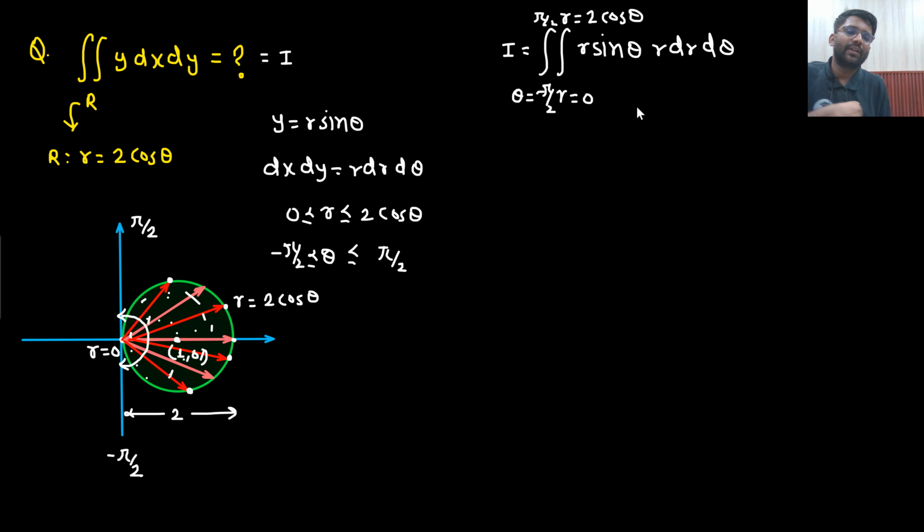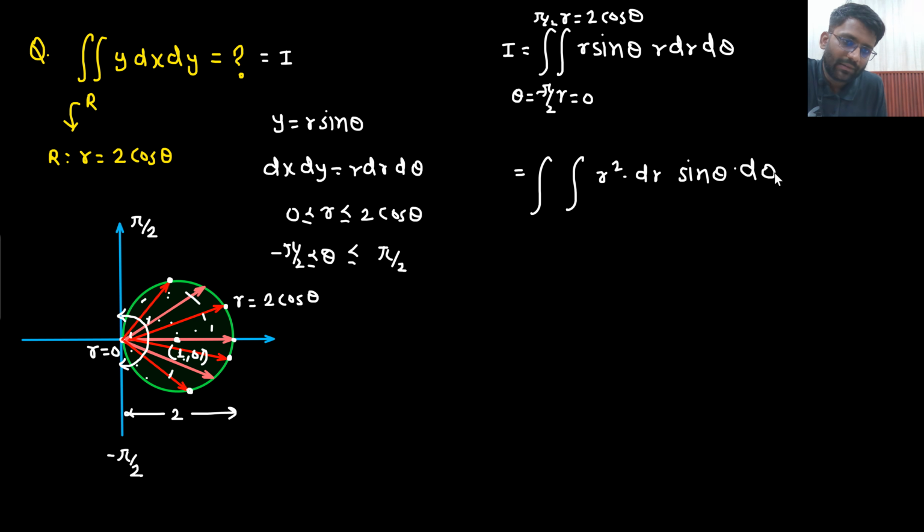So what you will get is r square, so this will become r cube by 3. Right? r square dr. What you are getting here is r square dr sin theta d theta. Right? So r is going from 0 to 2 cos theta, and theta is going from minus pi by 2 to plus pi by 2.